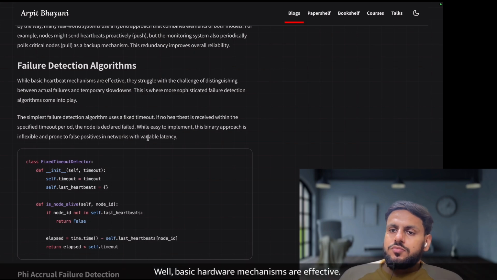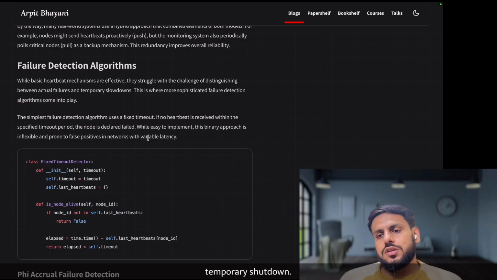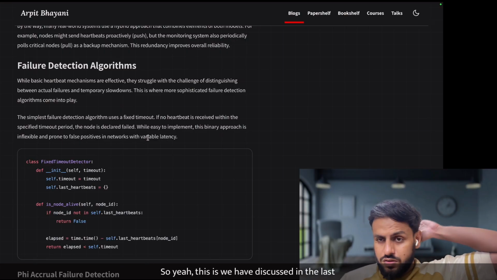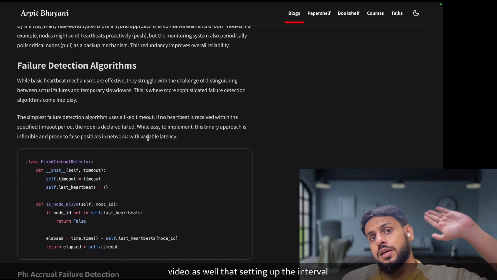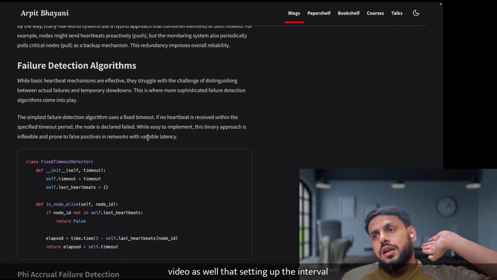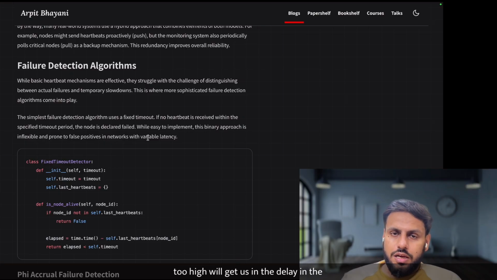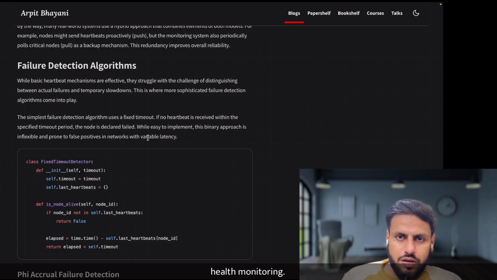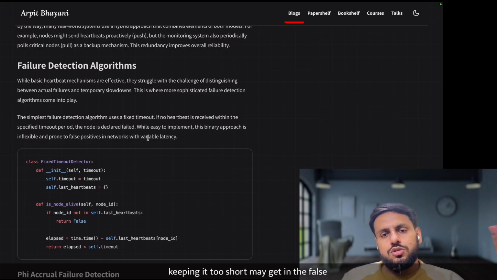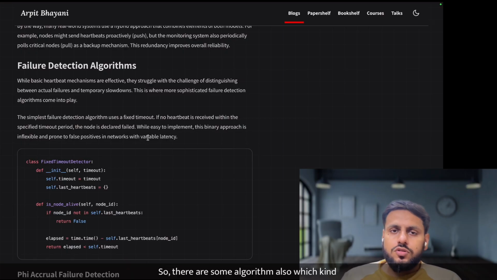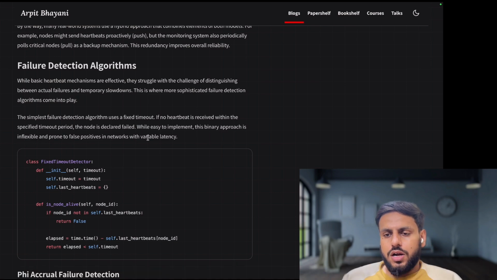While basic hardware mechanisms are effective, they struggle with the challenge of distinguishing between actual failure and temporary shutdown. This is where the more sophisticated failure detection algorithms come into play. As we discussed in the last video, setting the interval too high will cause a delay in health monitoring, while keeping it too short may cause false alarms. There are some algorithms which solve this problem by analyzing what is happening.